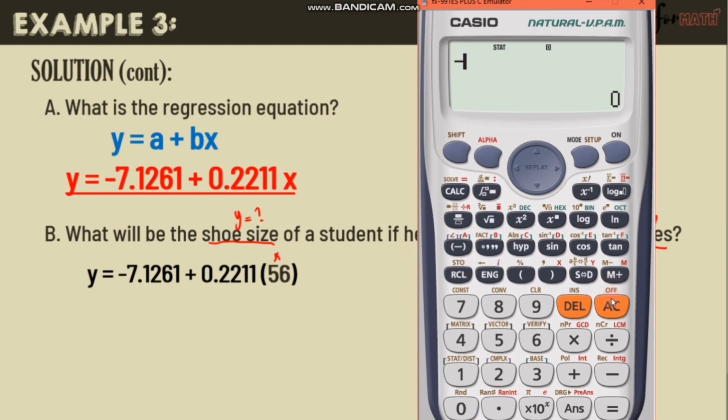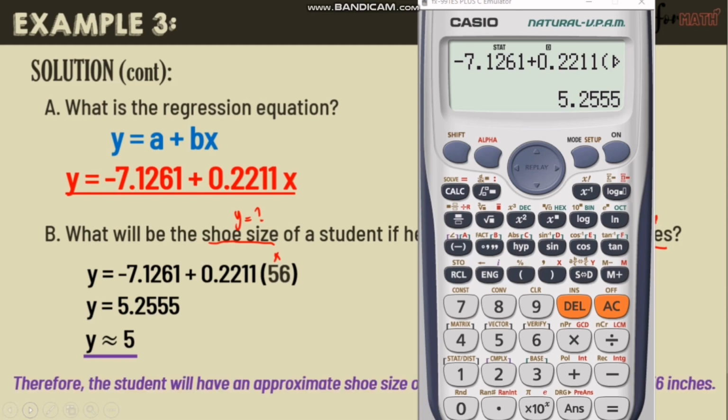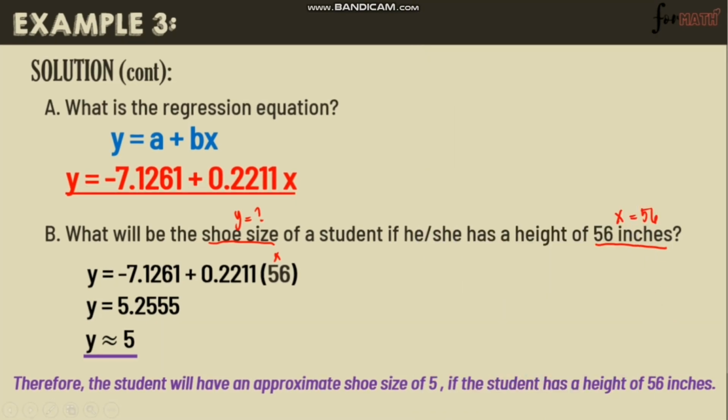Okay, so we have negative 7.1261 plus 0.2211 times 56. Okay, and then equals. So meron tayong 5.2555. And then round off natin siya nearest whole number. So meron tayong Y equals to 5. Therefore, the student will have an approximate shoe size of 5 if the student has a height of 56 inches. Okay? Ayan.